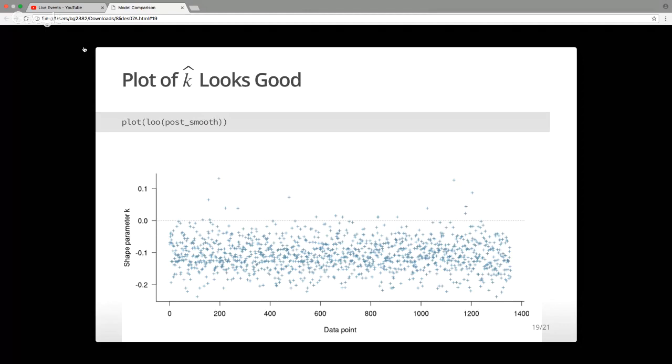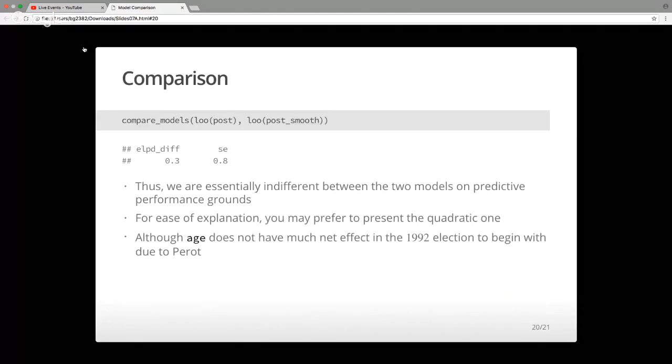My assumption that each of these observations has a negligible effect on the posterior distribution seems to hold, because this only goes up to about 0.1. So we're good there. And then we can call the compare models function, comparing the LOO of the first model I estimated, where voting was a quadratic function of age, to this more flexible model where voting is a smooth function of age, not necessarily restricted to be linear or quadratic or anything like that.